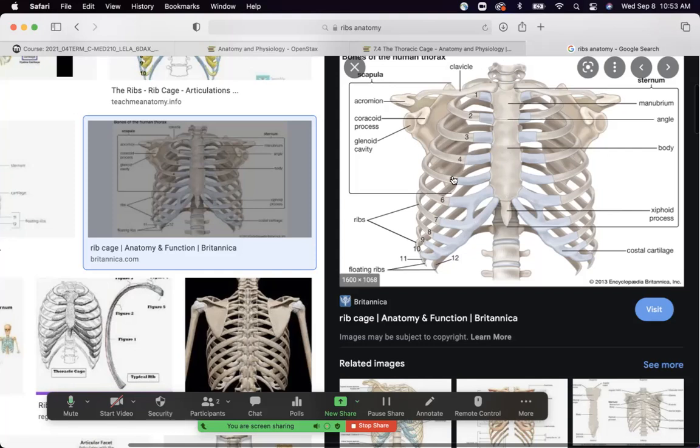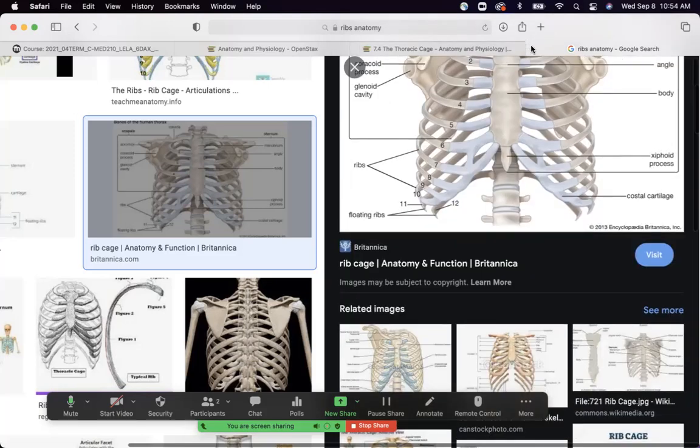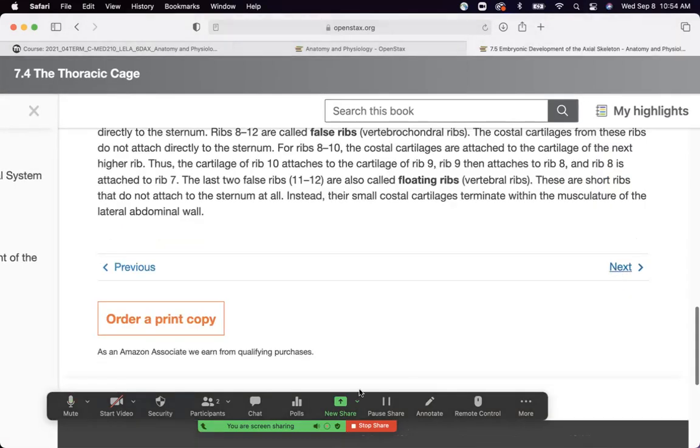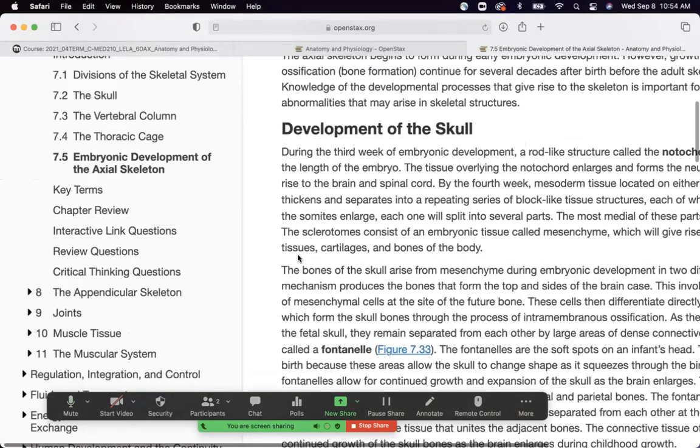Okay? So I could show you this picture, and I could ask you, which one are true ribs? 1, 2, 3, 4, 5, 6, 7. Which ones are false? 8, 9, 10. And which ones are floating? 11 and 12. 11 and 12, the floating ribs do not connect into the sternum whatsoever. And they're floating because they need to protect my kidneys, or our kidneys, or your patient's kidneys, whoever's kidneys.